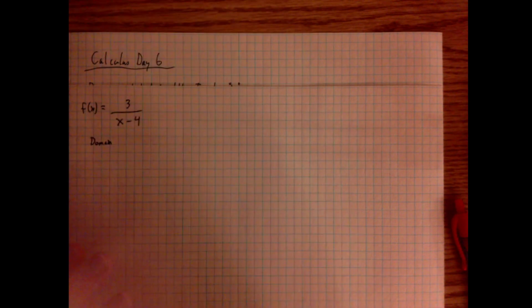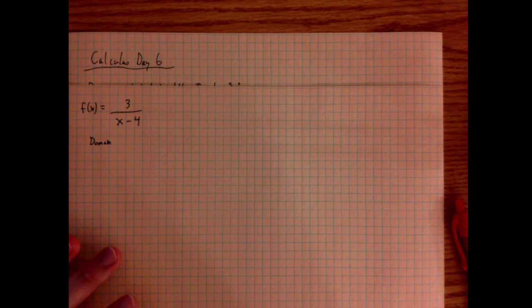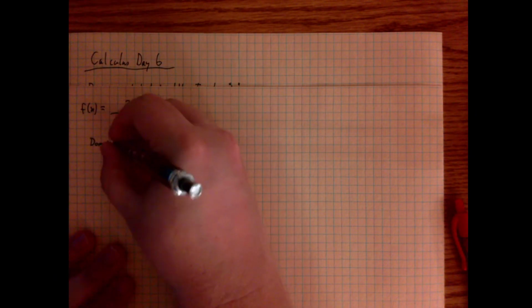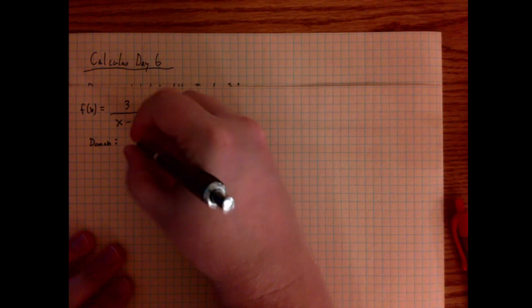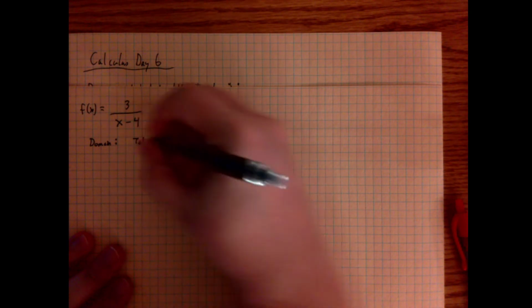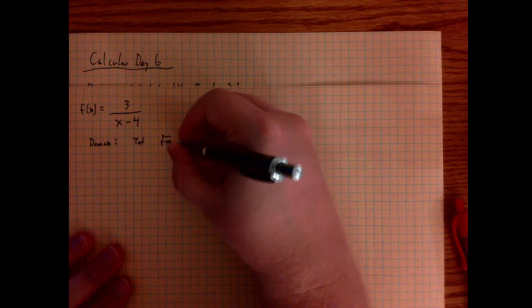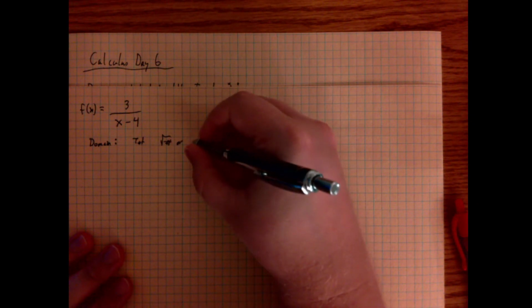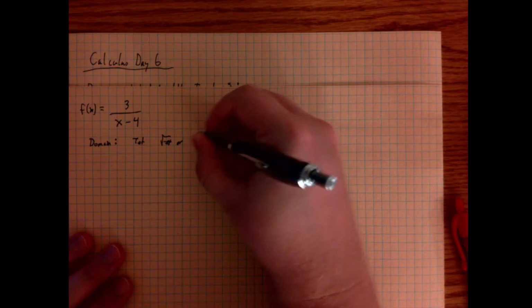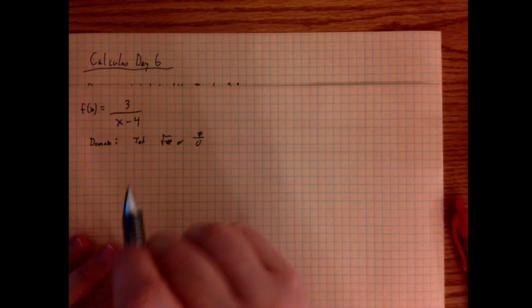So, domain. To determine the domain, we need to check to see, is there ever a case where those two things happen? You know, this is a test. Is there ever a time when I end up with a negative inside a radical? Or is there ever a time where I end up dividing by 0? And it turns out there is.